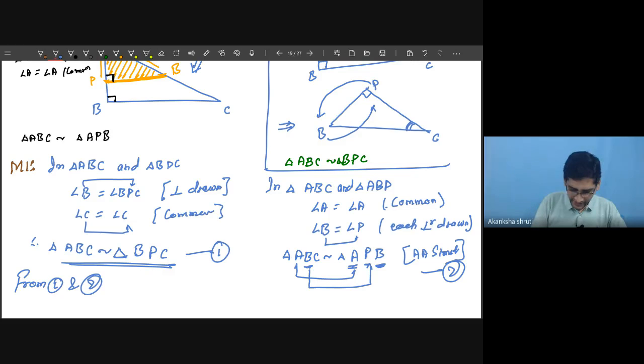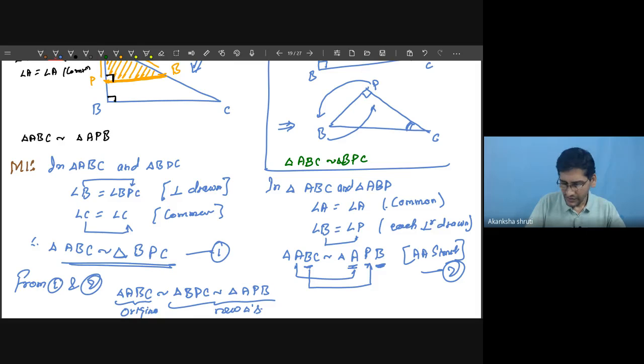From 1 and 2, we can write triangle ABC, means we have to club these two equations together, is similar to triangle BPC, is similar to triangle, another new smaller triangle APB. So this was the original triangle. These two are the new triangles. So thus, the new triangles are also similar to each other and they are similar to the original triangle.